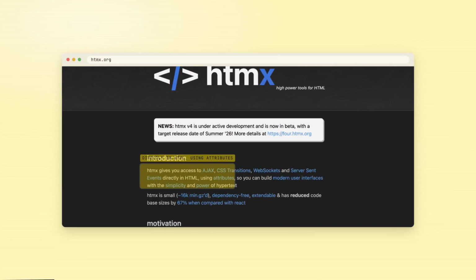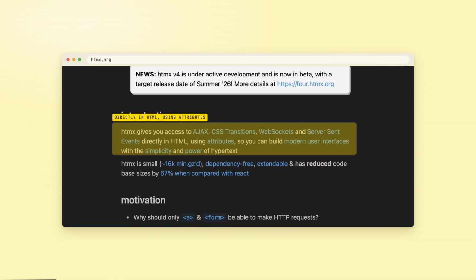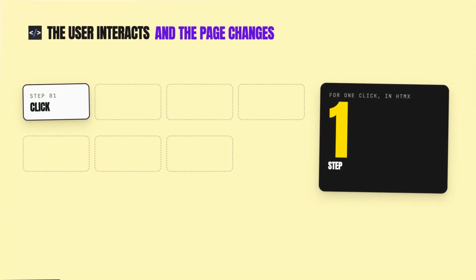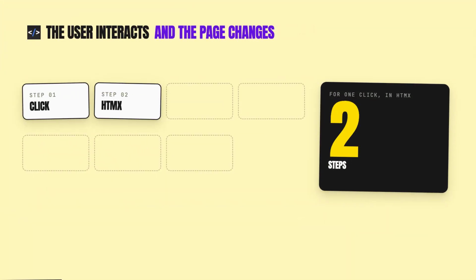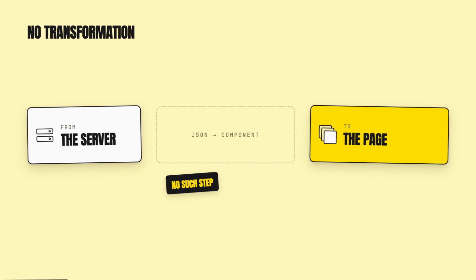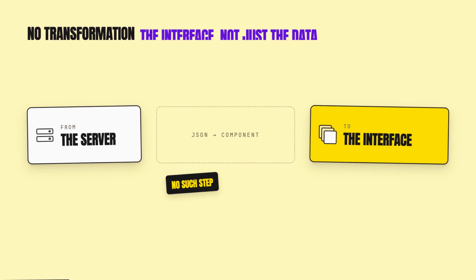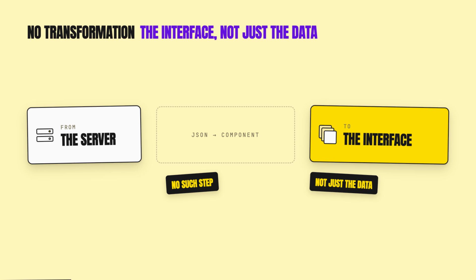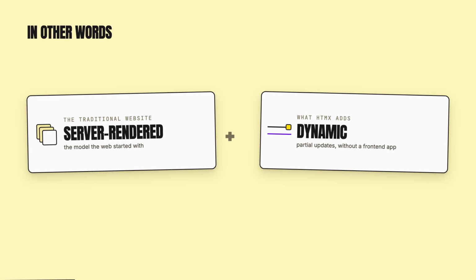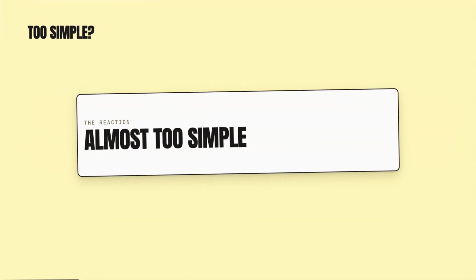You add attributes such as hx-get, hx-post, or hx-swap directly to an HTML element. When the user interacts with it, HTMX contacts the server, receives an HTML fragment, and places it into the page. There is no separate JSON to component transformation. The server sends the interface, not just the data. In other words, HTMX takes the traditional server-rendered website model and gives it modern, dynamic interactions. It sounds almost too simple.